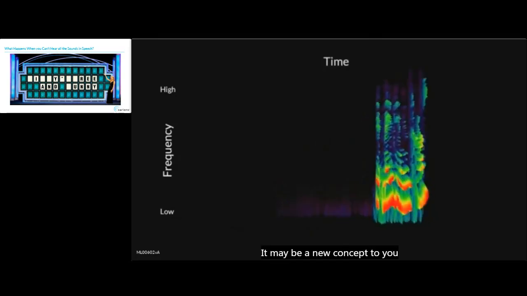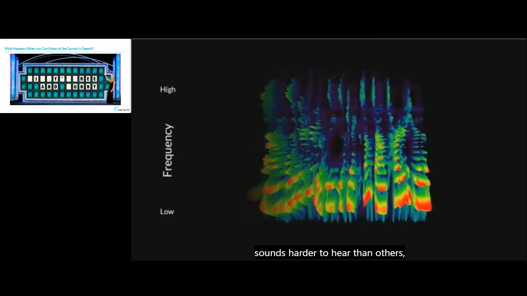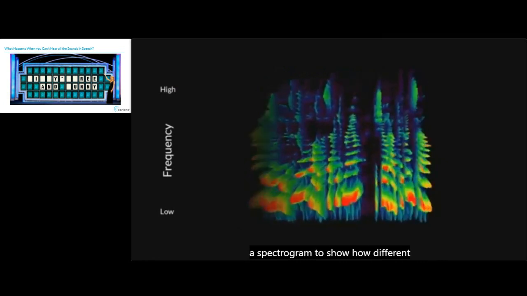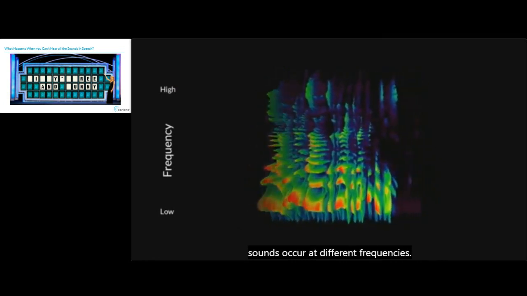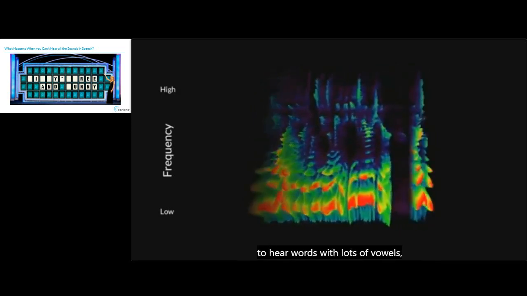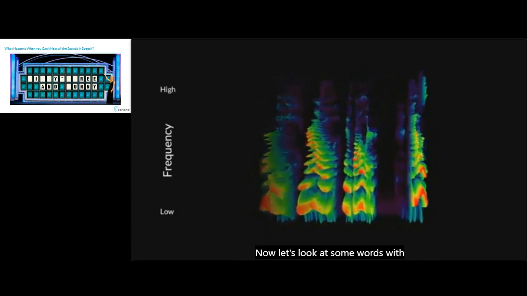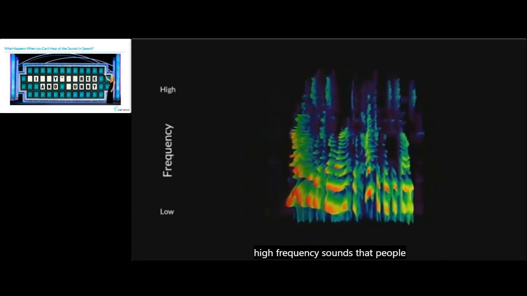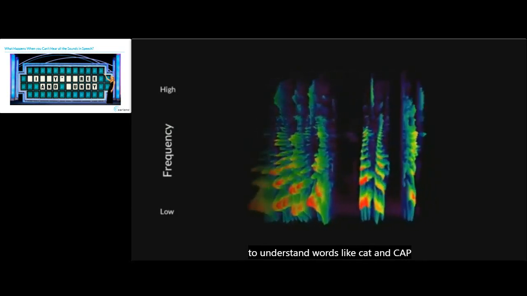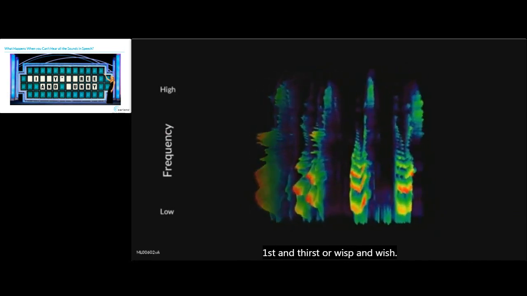It may be a new concept to you that different speech sounds have different frequencies, which makes some sounds harder to hear than others. But you can actually use a tool called a spectrogram to show how different sounds occur at different frequencies. First, let's look at words that contain more low frequencies and may be easier to hear. Words with lots of vowels like bunny, now, and dollar. Now let's look at some words with high frequency sounds that people with hearing impairment may struggle to understand. Words like cat and cap, first and thirst, or wisp and wish.